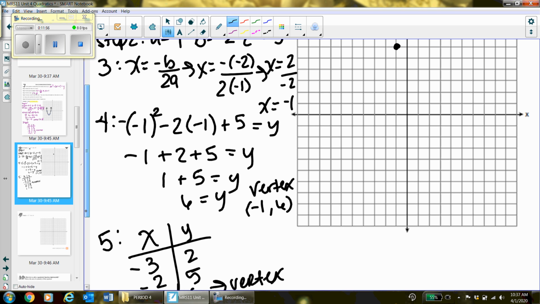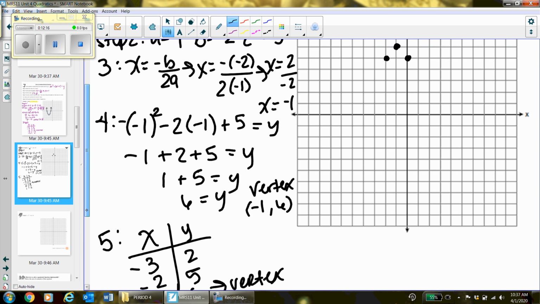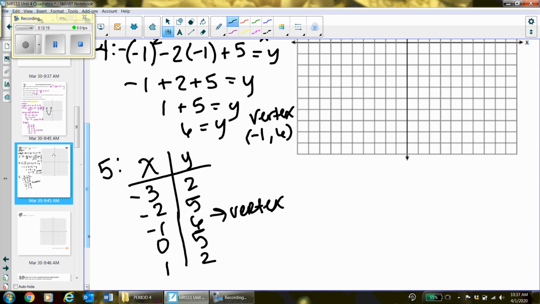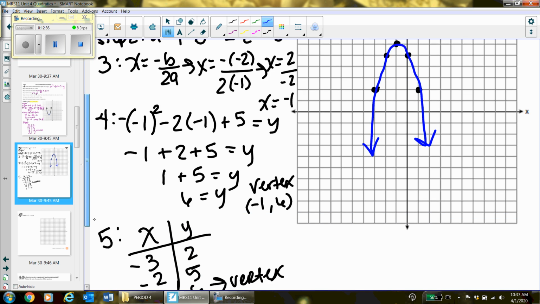All right, so now let's plot these. -2, 5, which is here. And then 0, 5, and then 1, 2, and then -3, 2. All right, don't forget your arrows. It's upside down because this equation was negative.